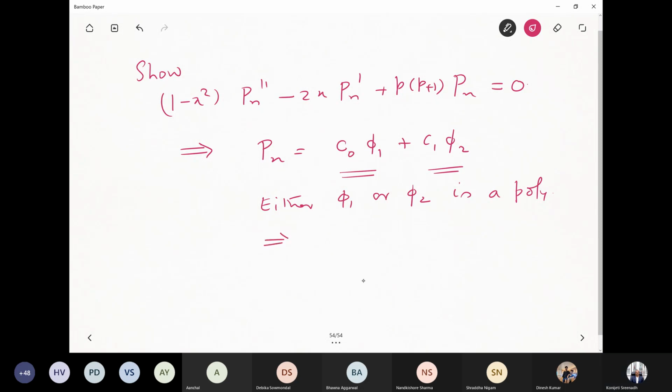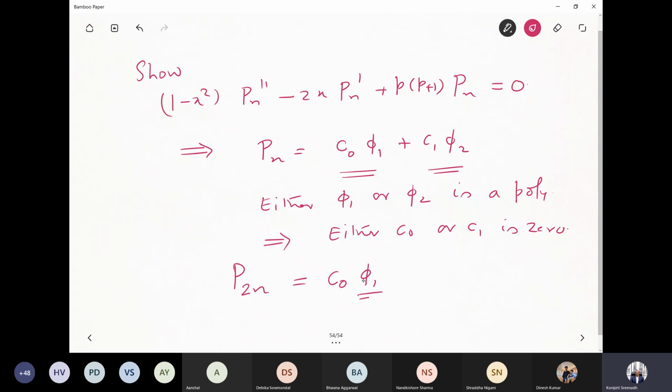Therefore, this implies that either C0 or C1 is 0. Say, for example, if I take even coefficients P2n, then it becomes C0 into P1 and C2 becomes 0.